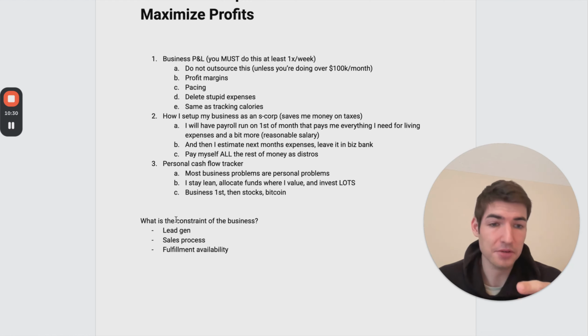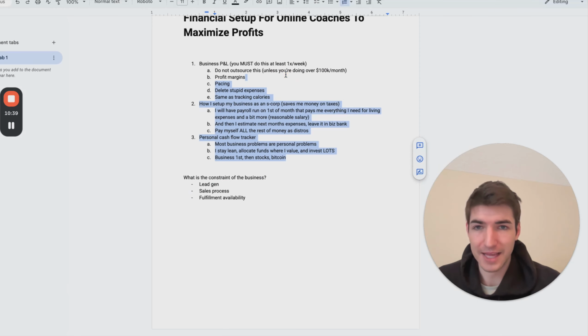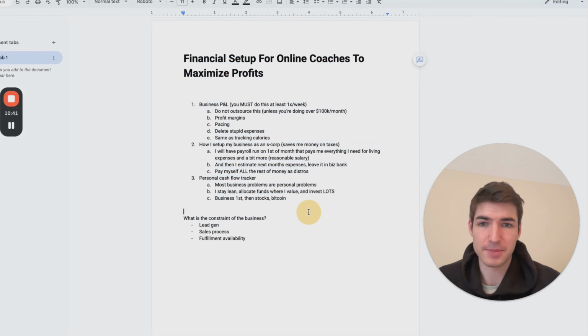If there's nothing else I can invest in there, I'll put the rest into stocks. I really just buy mutual funds, index funds, and then I'll throw some into Bitcoin as well. So that's what I do. That is how I set up my finances to maximize profits.